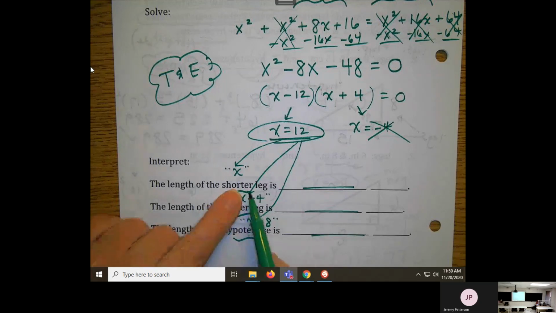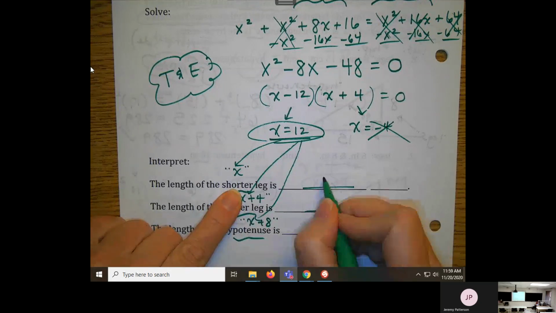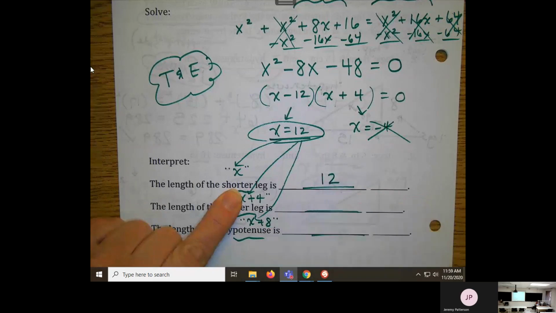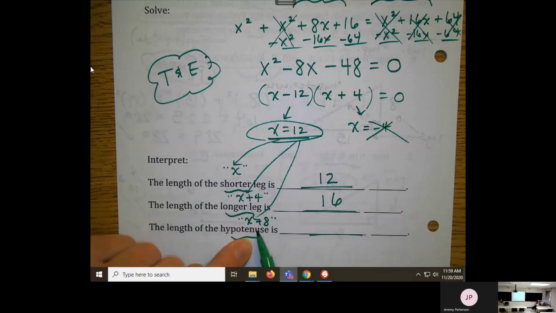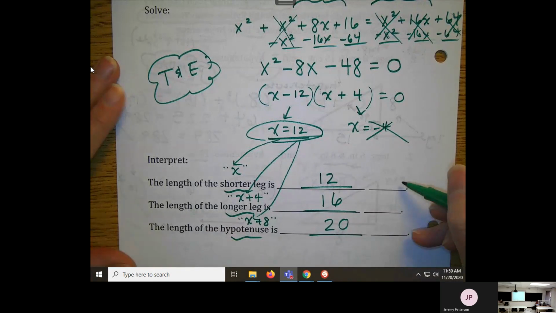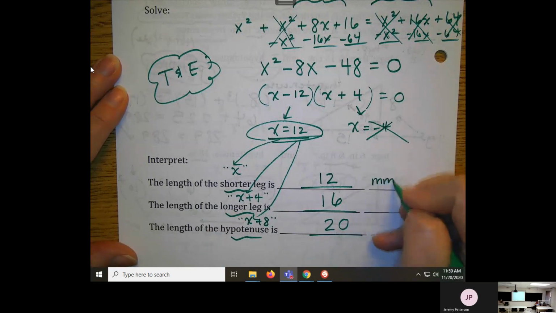What we end up with for the shorter leg then, it'll be just the 12. And then for the longer leg, we want 12 plus 4 or 16. And for the hypotenuse, we want 12 plus 8. How about the units on all of these? They'd all be millimeters.